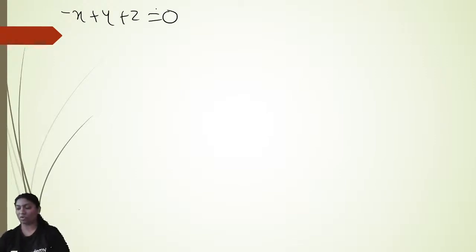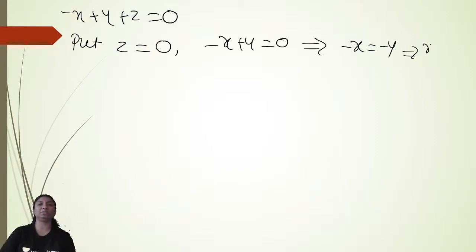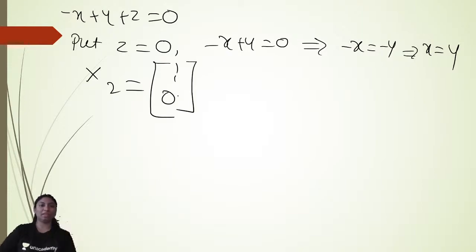Now what we will do, put z is equal to 0. So we get minus x plus y is equal to 0, which implies minus x is equal to minus y, which implies x is equal to y. So for this your eigenvector is x2 is equal to 1 1 0.